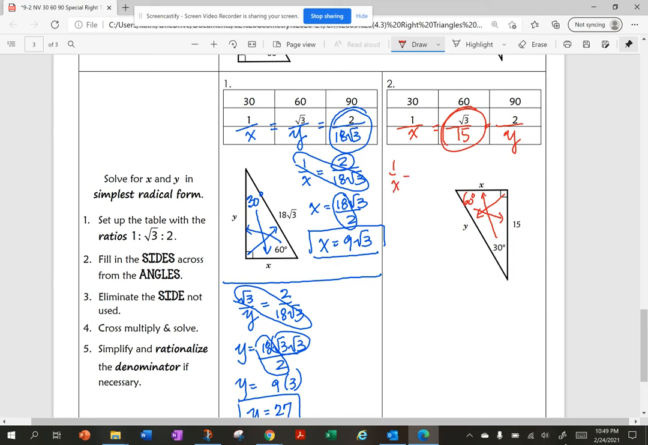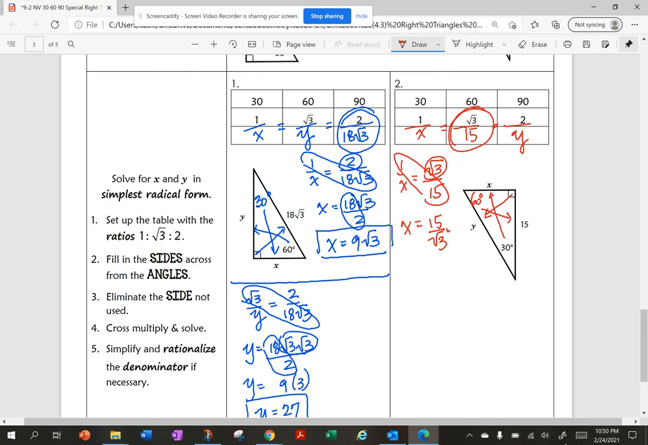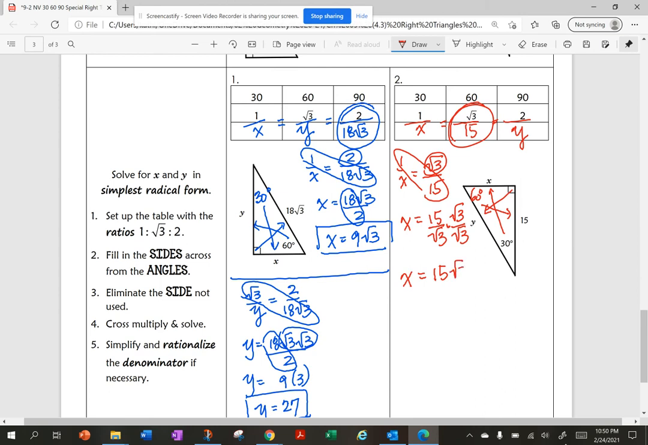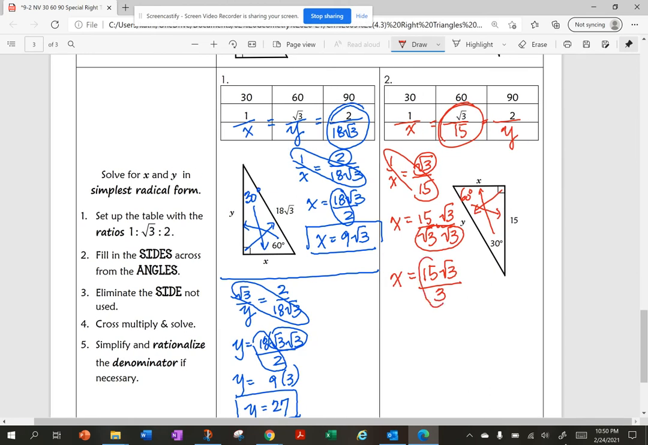So 1 over x equals 2 divided by y. Oops, I'm sorry. I wrote the wrong equation. Square root of 3 divided by 15. So x equals 15 divided by the square root of 3. Now I have to rationalize the denominator, so I'm going to multiply times the square root of 3 over the square root of 3. I get x equals 15 times the square root of 3. And the square root of 3 times the square root of 3 is 3.